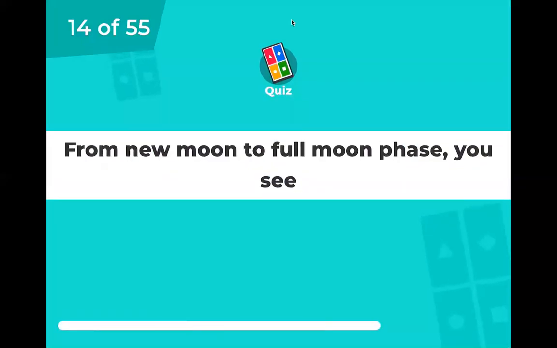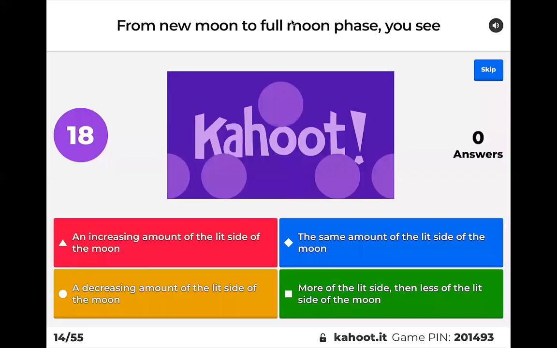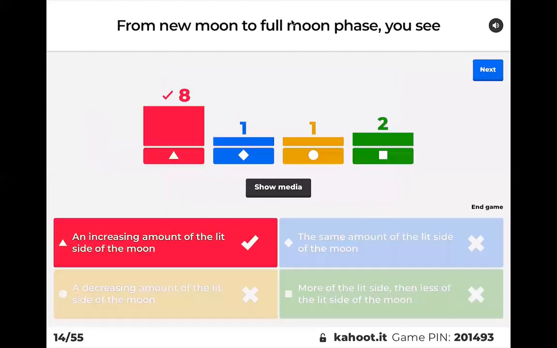From new moon to full moon phase, you see an increasing amount of the lit side of the moon, a decreasing amount of the lit side of the moon, the same amount of the lit side of the moon, or more of the lit side and less of the lit side of the moon. Okay, so from a new moon to a full moon, which is what we just started. We had a new moon last night. Yes, it's increasing, it's waxing.